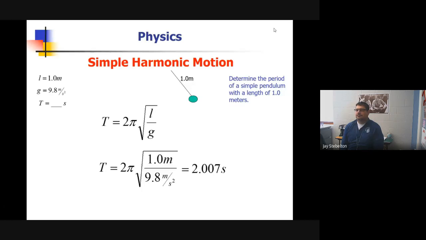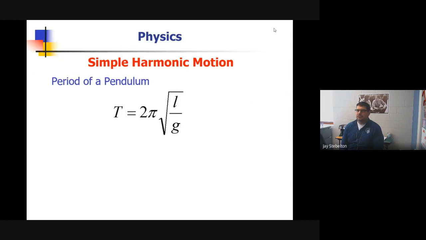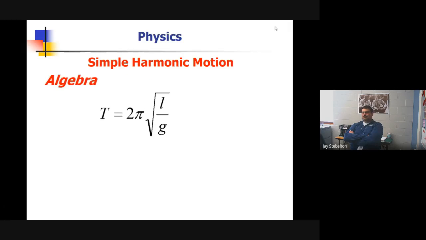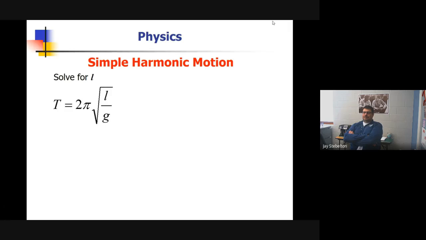Well, that means I need the law of pendulums and algebra. Oh no, I hate algebra. Well, the algebra is pretty straightforward. Let's take T is 2 pi the square root of L over g and solve for length. Well, how do I do that? T is 2 pi the square root of L over g. I've got to get 2 pi to the other side, so I divide.